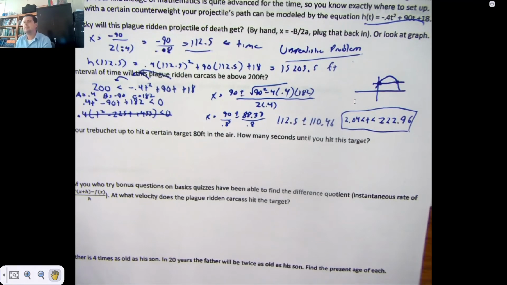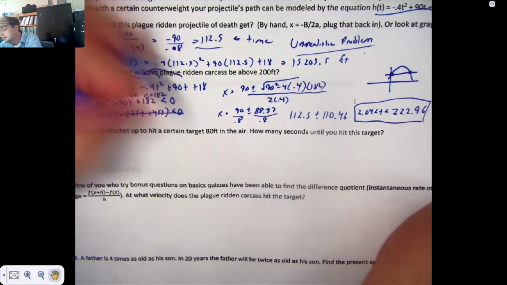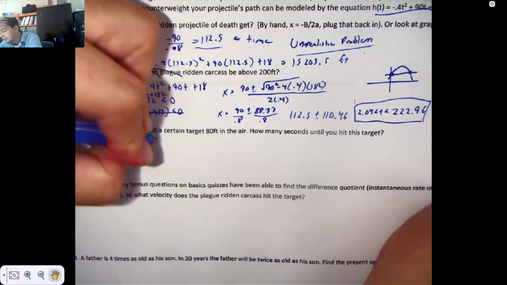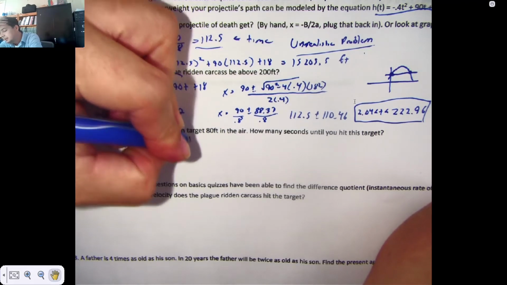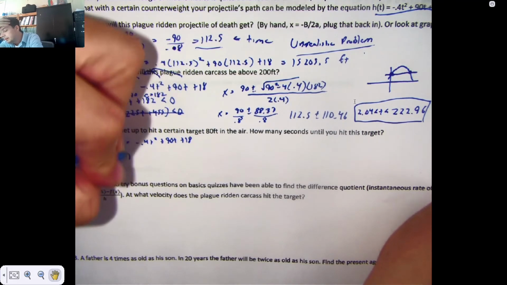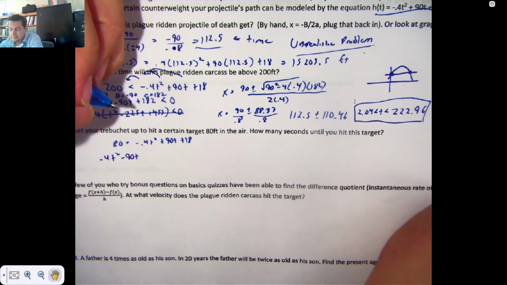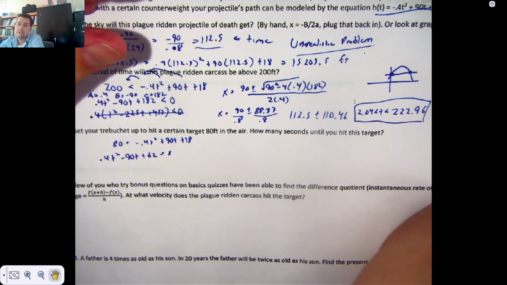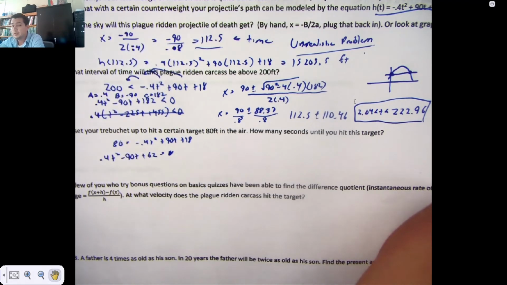All right. Number 3, you set your trebuchet to hit a certain target 80 feet in the air. How many seconds until you hit said target? It is basically exactly like number 2, but you just use equality. 80 is negative 4/10 of t squared plus 90t plus 18. And again, shift left: 0.4 t squared minus 90t plus 62 is 0. Now I'm going to do a second video on a lot of these problems where I go through and do it in the calculator. So that's coming too. But this is the work, which is the goal of the class. The work is the goal.